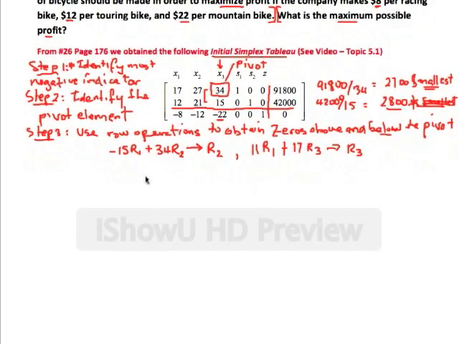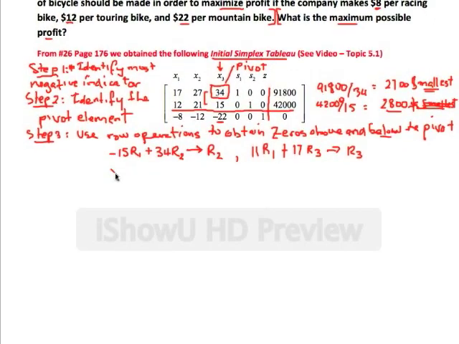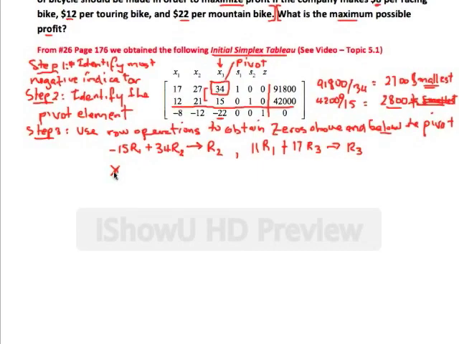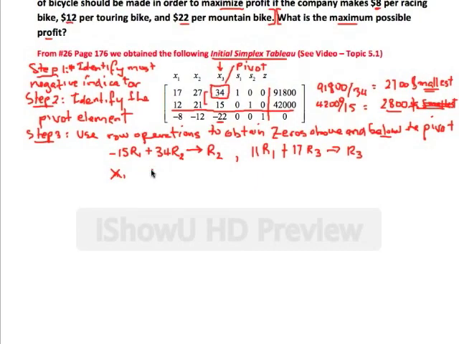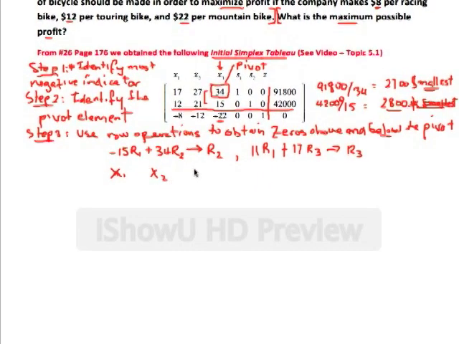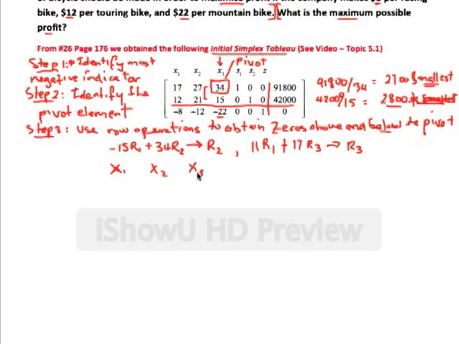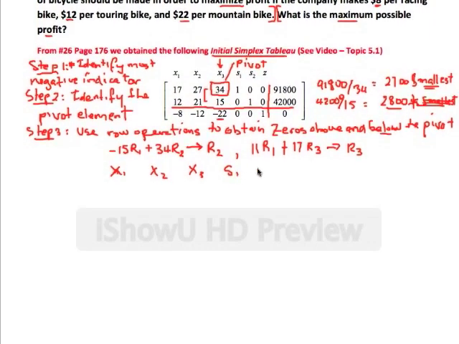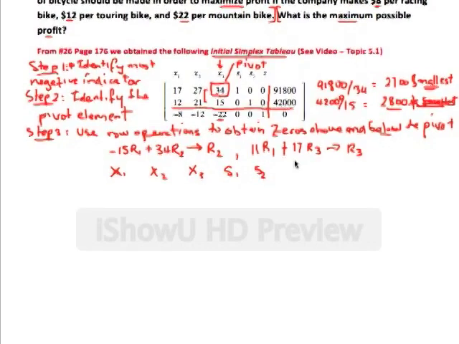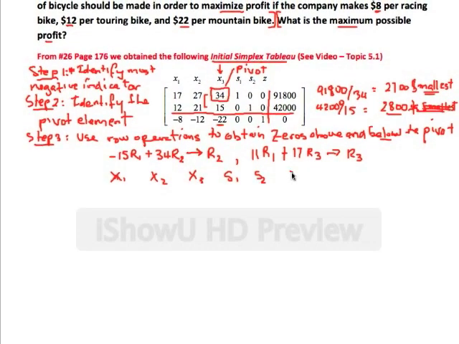So let's get our new tableau here. We'll have an x1, an x2, an x3, an s1, an s2, and a z.